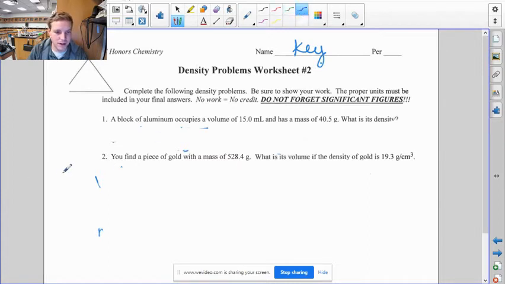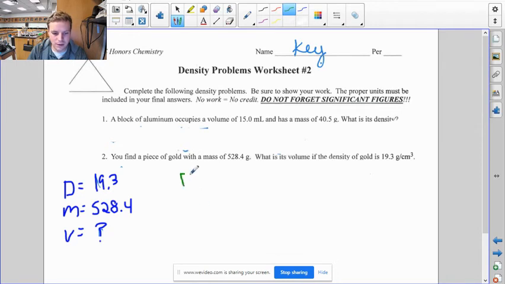So in class, this is what I started off by doing. I wrote down my different variables. So I got density, I got mass, and I got volume. So in this problem, we know that density is 19.3. We know that the mass is 528.4. And the volume is what we don't know. Okay? So I'm going to go ahead and write my density equation. Density equals mass over volume.